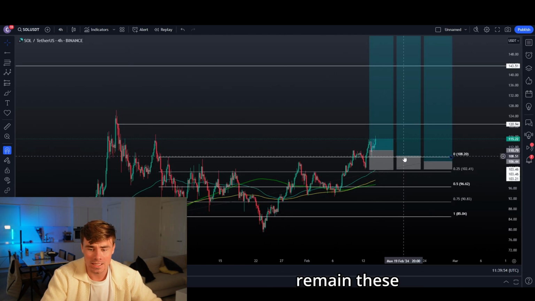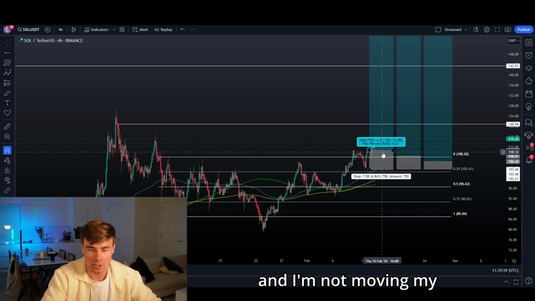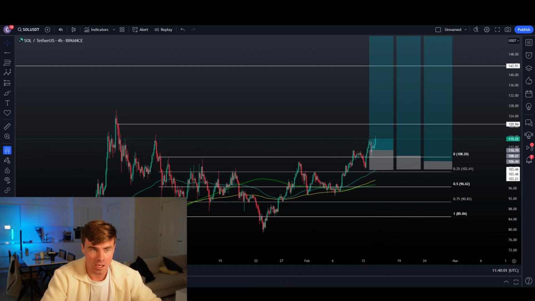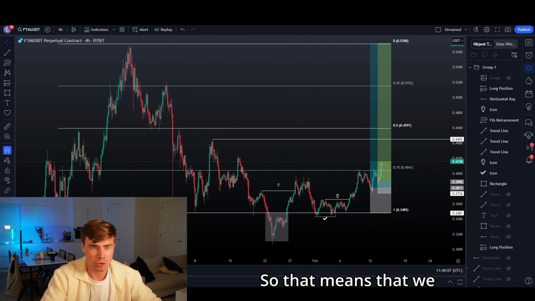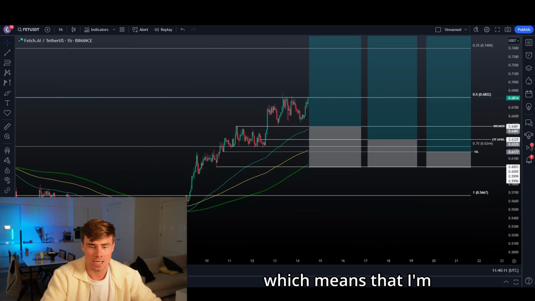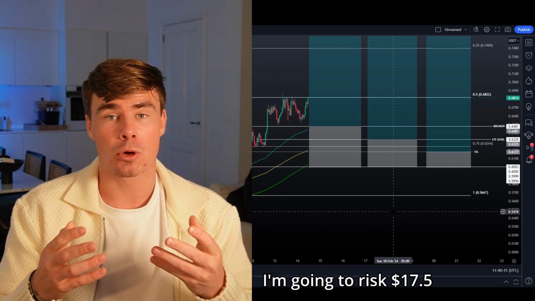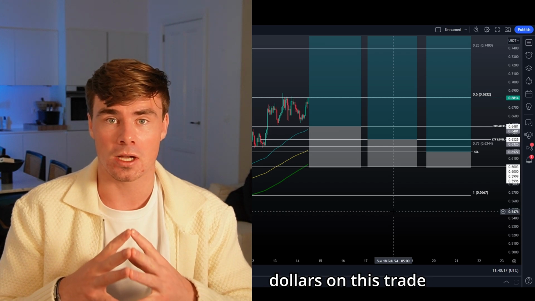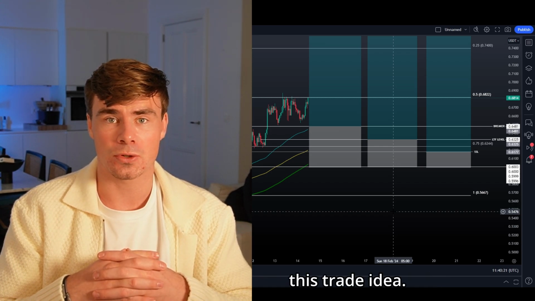I remain these two orders, the second and third entry for now, and I'm not moving my stop loss to break even yet on Solana. On Phantom, the stop loss for both positions is currently at break even, and that's a risk-free trade. So that means that we are only risking some more money on Solana, which means that I'm going to add a long position right here on the screen for FED. I'm going to risk $17.50 on this trade setup, and let me quickly take you guys through this trade idea.